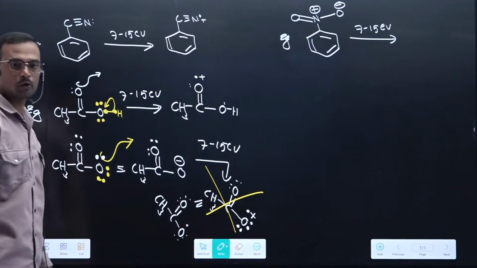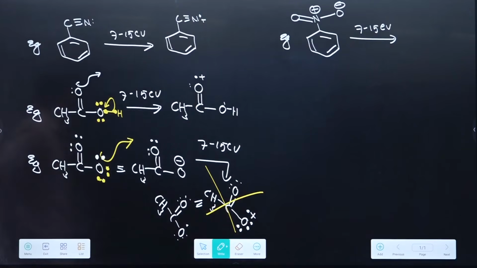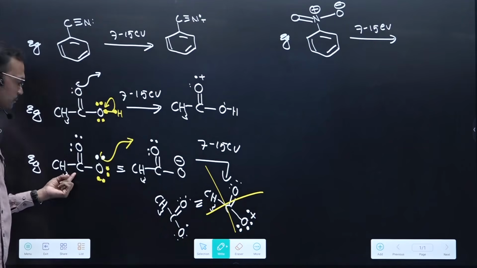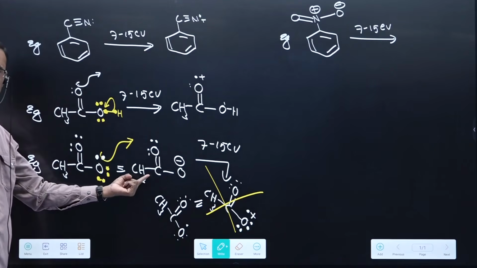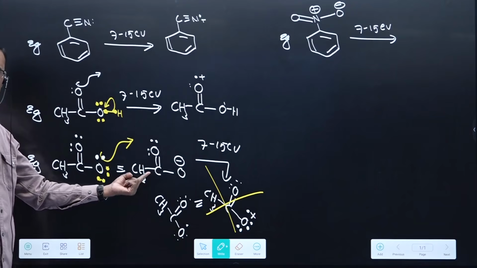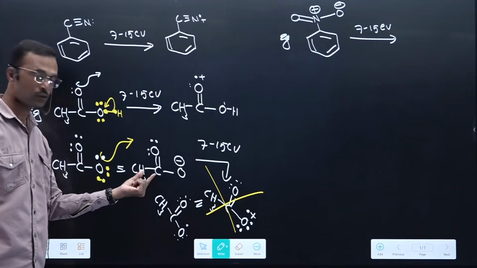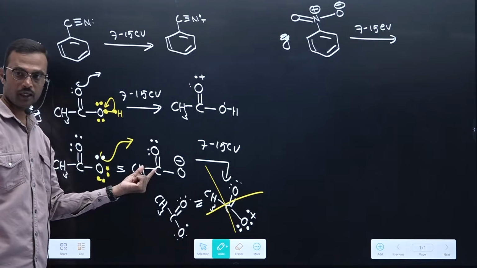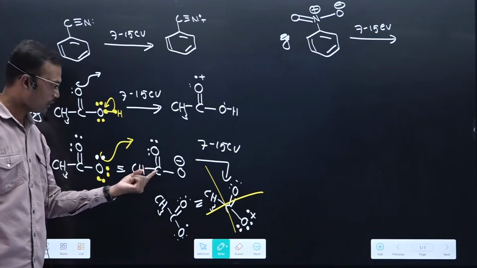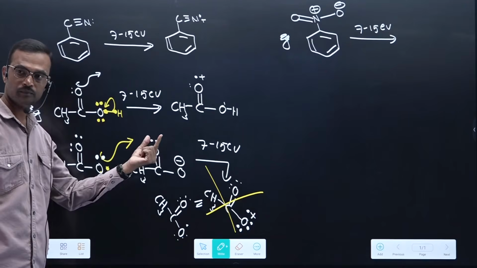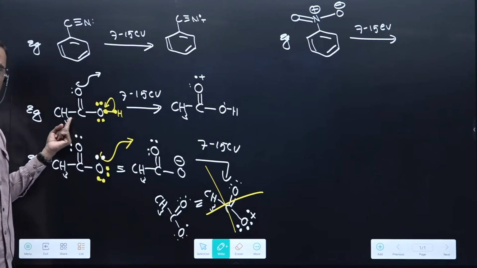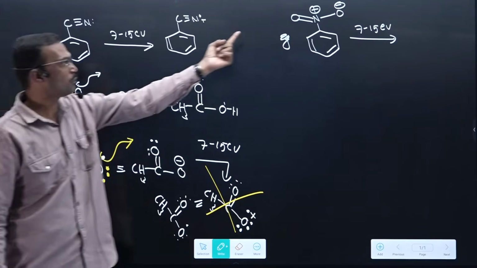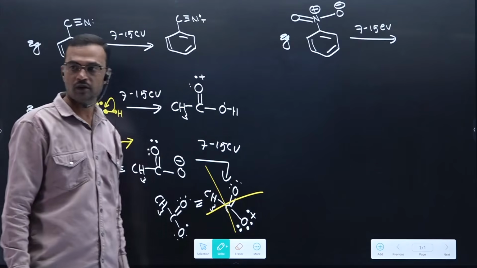In this molecule, how many lone pairs are present? Nitrobenzene carries how many lone pairs? 3 or 5? 5. -1 means 1 extra lone pair. Here 3, 3 plus 2, 5. In this, how many? 4. In this, how many lone pairs? Nitrogen has no lone pair.